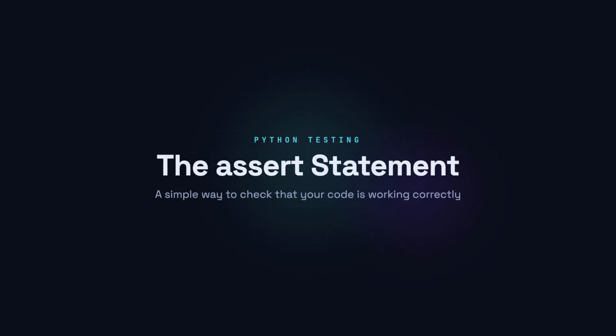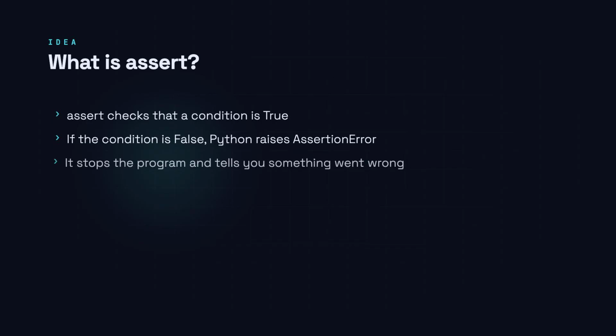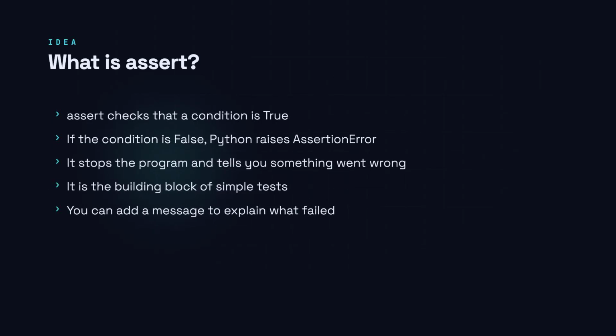In this video, we look at the assert statement, Python's built-in tool for checking that things are working the way you expect. The assert statement lets you write a condition and Python will check it for you. If it passes, nothing happens. If it fails, Python raises an assertion error right away.